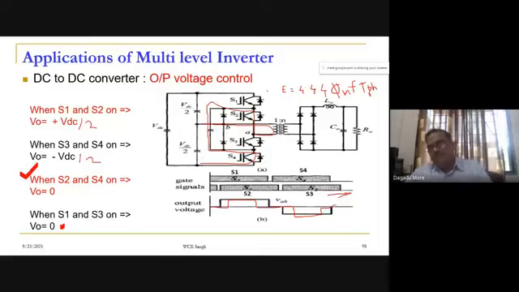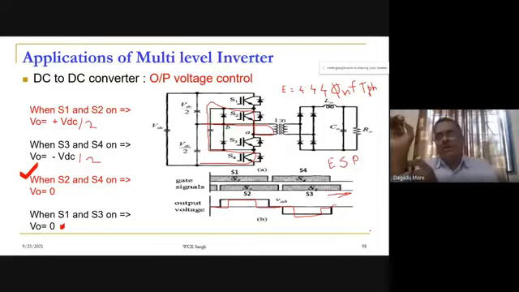Electrostatic precipitator. ESP means electrostatic precipitator; you can just search on this ESP. It is particularly used in thermal power plants for dust collection from the boiler. It is pollution control equipment.